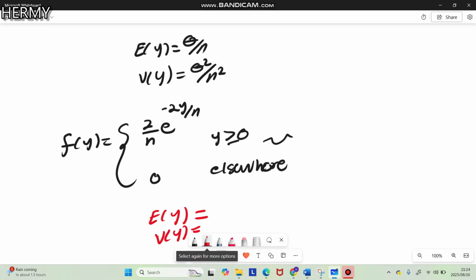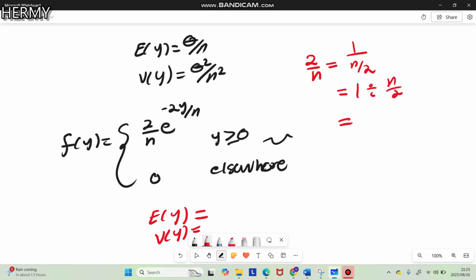To make this thing be 1 over something, remember 2 over n can also be written as 1 over n over 2. That's the same thing. 1 over n over 2 is the same as 2 over n. And when you solve, it will be 1 divided by n over 2. What is n over 2? You multiply 1 by 2 over n, and the answer is 2 over n.